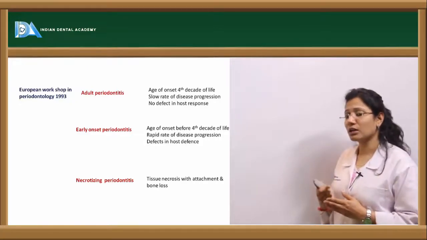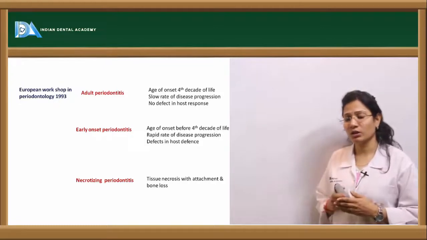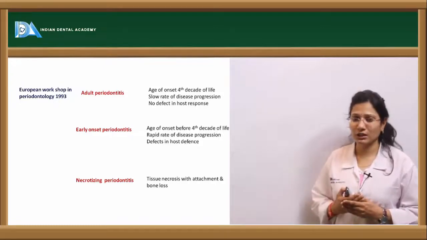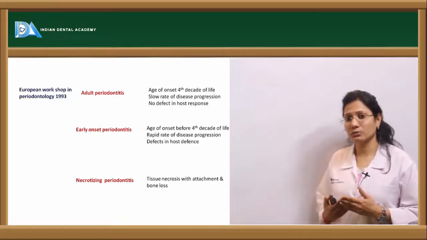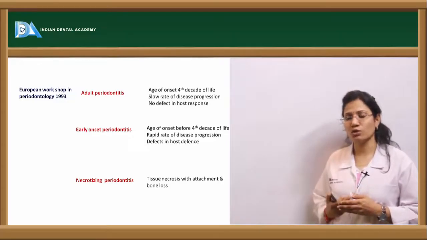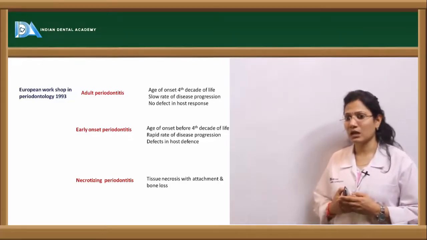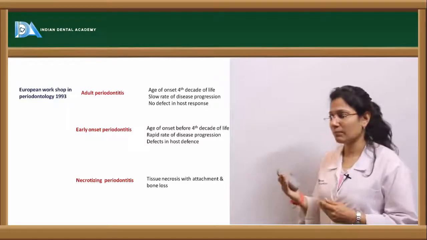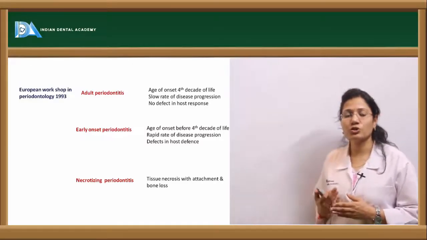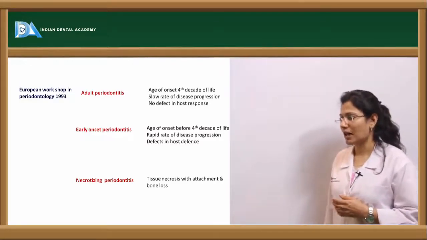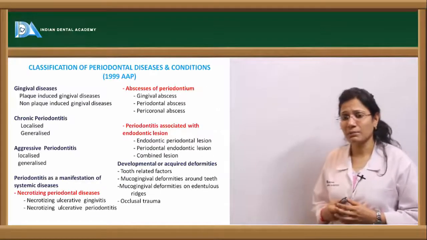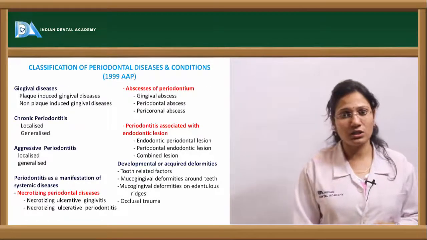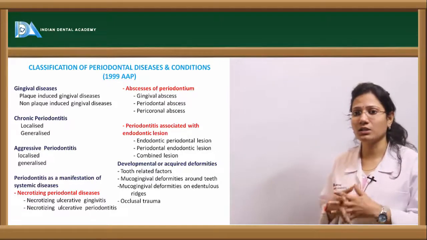But then early onset is seen less than the 4th decade of life, the age of onset would be less than the 4th decade, with a rapid rate of disease progression with some defects in the host immune defenses. And then comes the last category, that is necrotizing periodontitis, wherein there is tissue necrosis with attachment loss and bone loss. Then came the new classification system, that is the 1999 classification system.